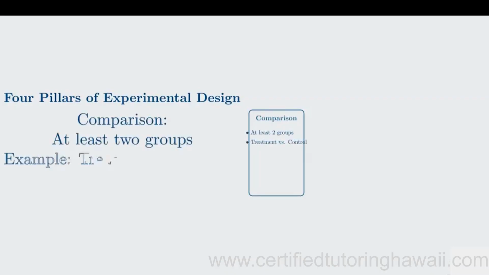To understand how to design an experiment, we first need to define the 4 pillars of a well-designed experiment. These are the must-haves for any study that aims to show cause and effect. First is comparison. We must compare at least 2 treatment groups. Without comparison, we don't know if the outcome was caused by the treatment or would have happened anyway.